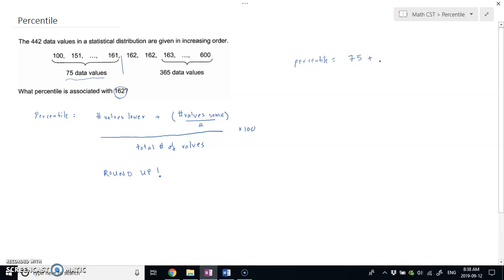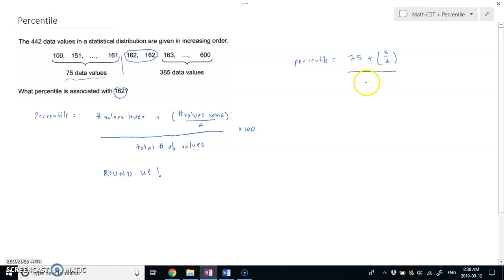Then our next job is to identify how many values are the same as 162. And by the same we mean all the values that are 162, and I notice that there's 2 of them in the list. So our rule asks us to take that number and divide it by 2, so I'm going to put 2 divided by 2. A big division sign.